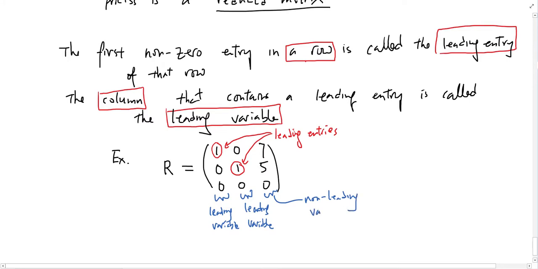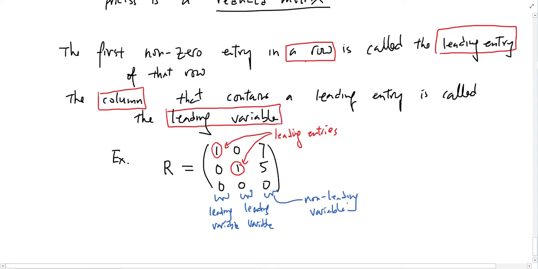And what does it mean by non-leading variable? Well, we'll talk about it later on when we get to a different topic, okay? We will most likely talk about it later in this section. It's called a non-leading variable, okay? So in this case, because we have two leading entries, therefore we have two leading variables and leave one column to be called a non-leading variable.